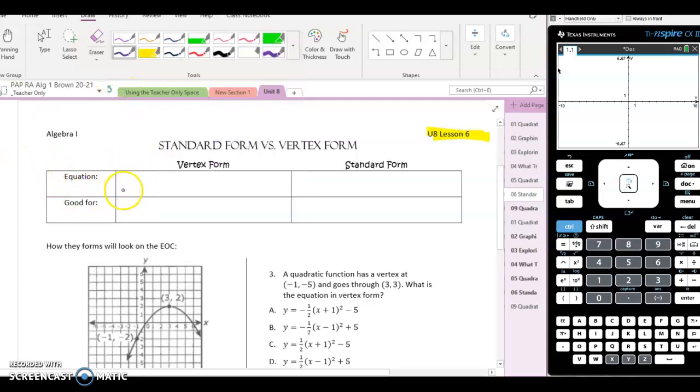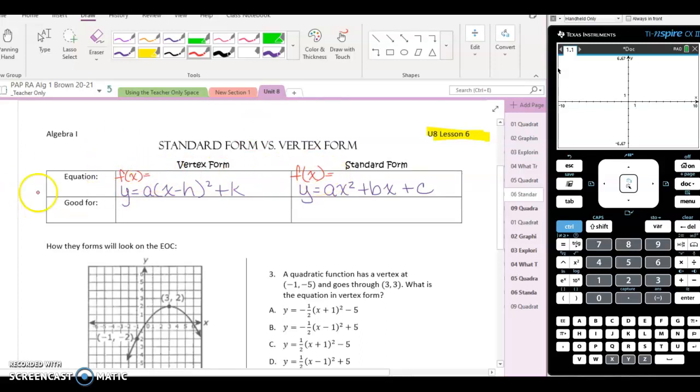Okay, so for vertex form, you should have y equals a, open parentheses, x minus h, squared, plus k. Now, if you're talking about function notation, it would be f of x instead of y. Remember, that's our fancy way of saying y. Standard form would be y equals ax squared plus bx plus c. And again, if you're talking about function notation, instead of y, you would put f of x, because that's our fancy way of saying y.